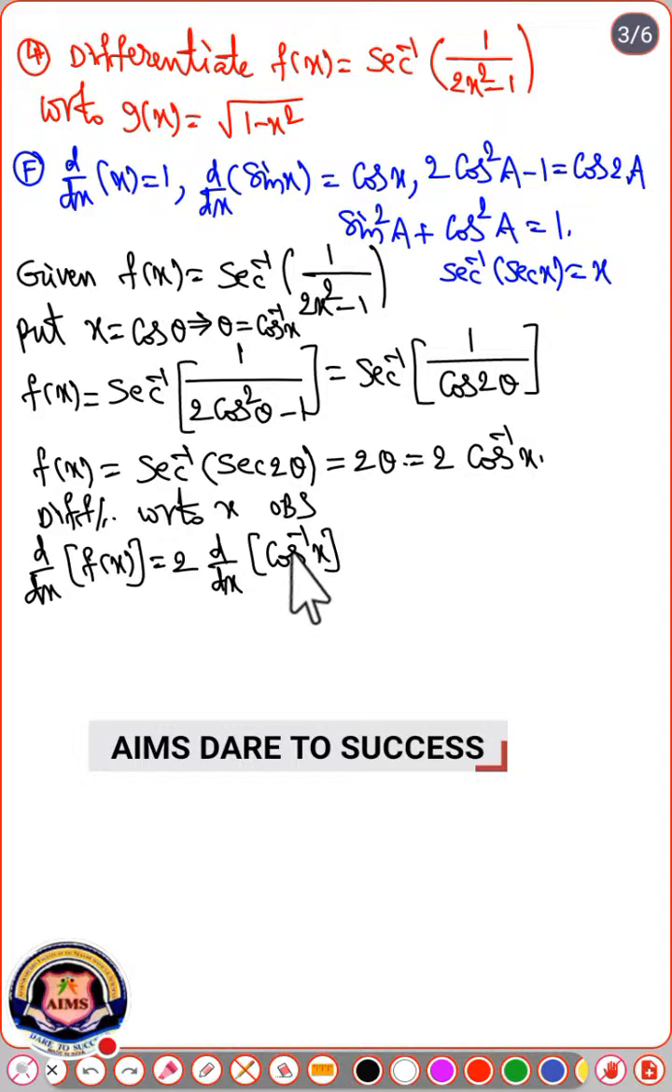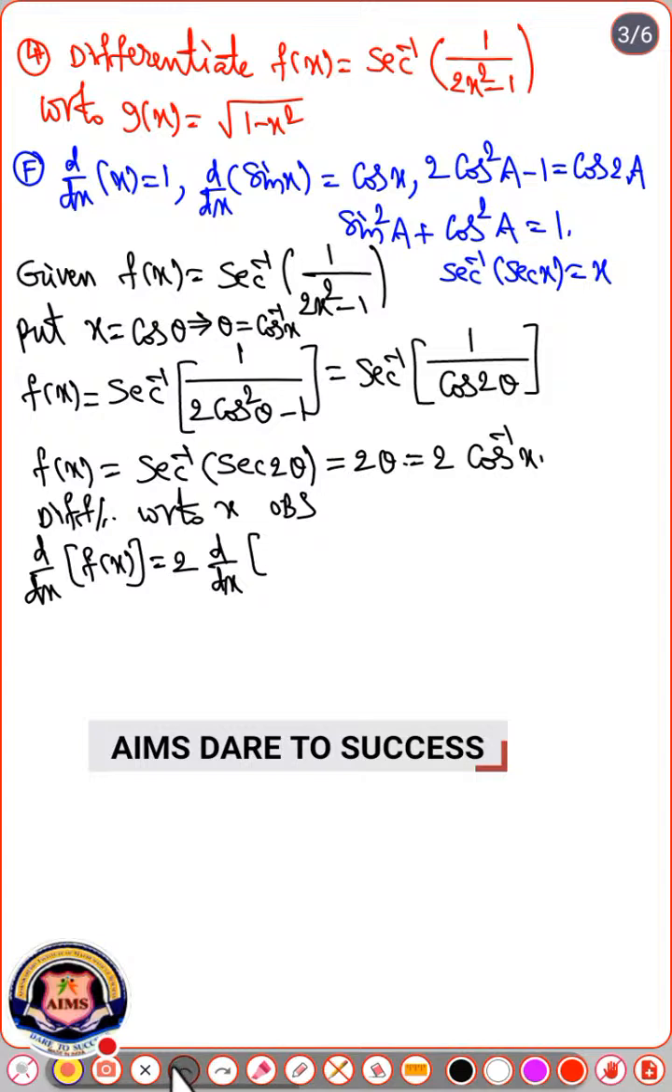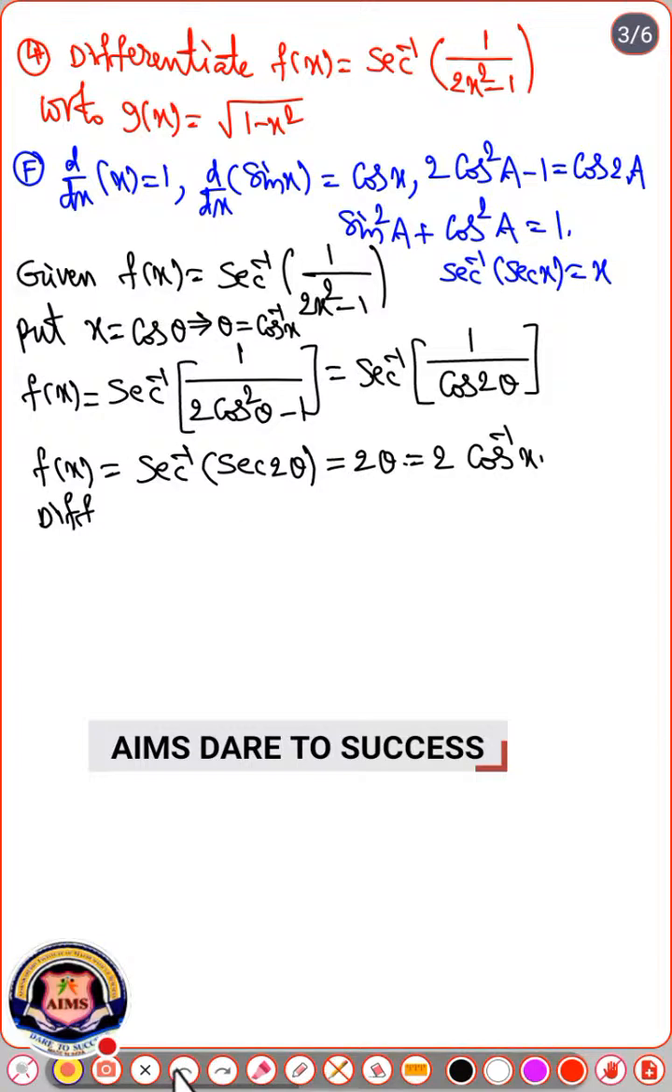We do not need this. I think what we will do is continue directly with 2 theta only. These are all related to theta, so we will continue directly with respect to theta.